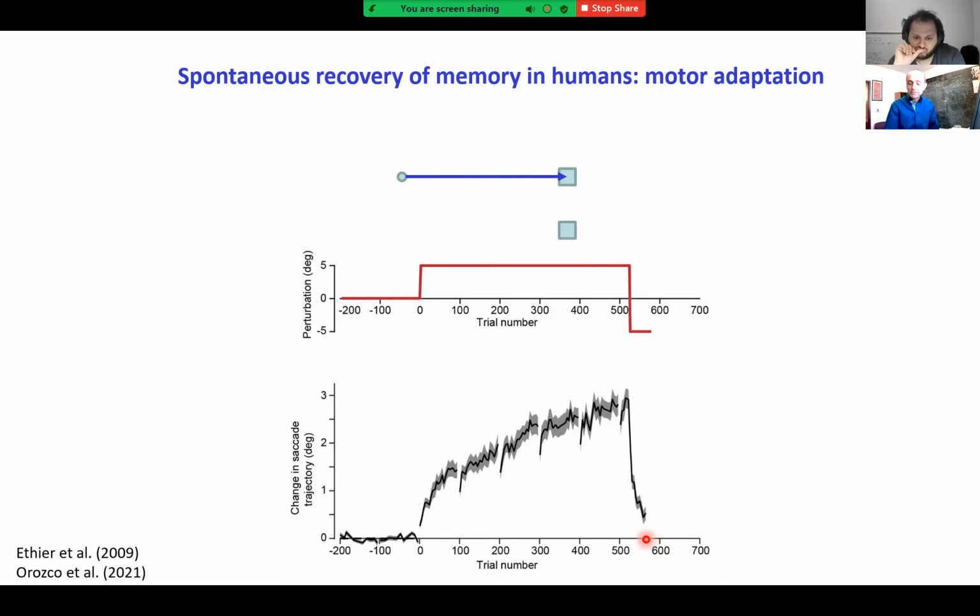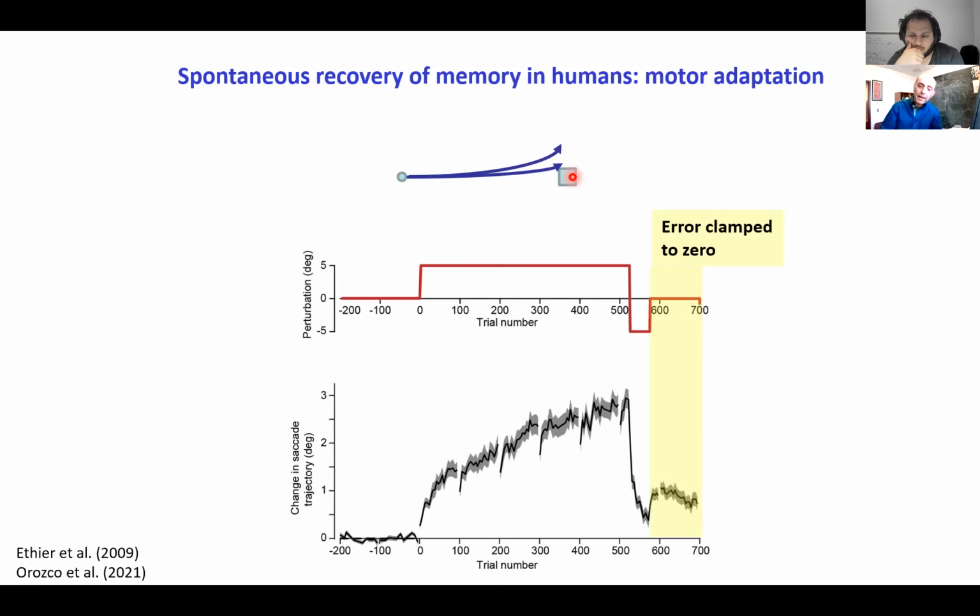Okay, now what we're going to do is that we're going to remove these errors. We're just going to give you this target here. And as soon as you move, we're going to erase that target altogether. So you won't have any errors to learn from. And what happens is that there's this remarkable thing, which is called spontaneous recovery. Trial after trial, the eye curves back toward that initial adaptation that it had. Look at this. So it just recovers part of what it learned before.